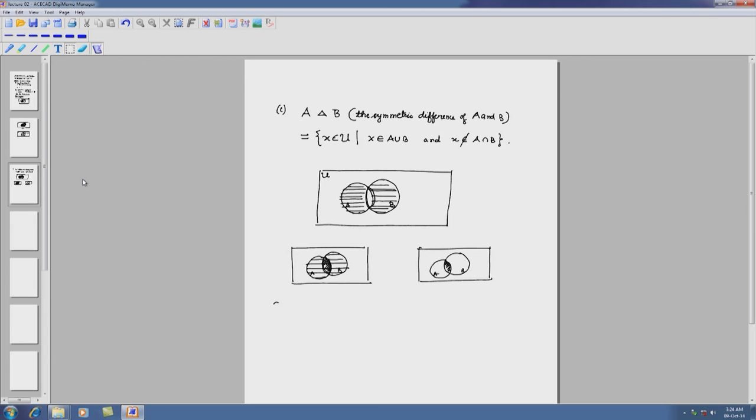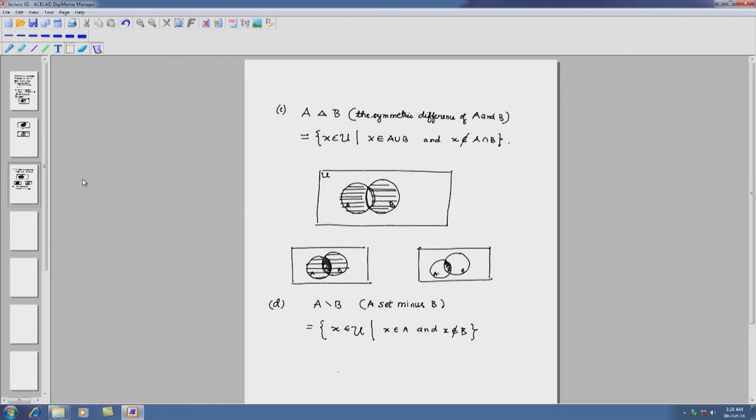There are two more operations that I would like to discuss over here. One is A set minus B. This is the set of all X such that X belongs to A and X does not belong to B.